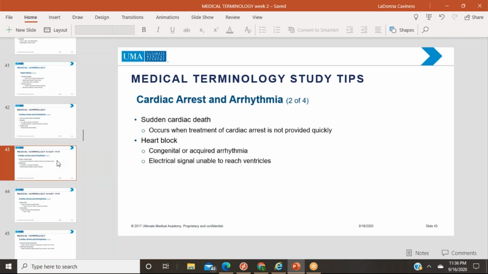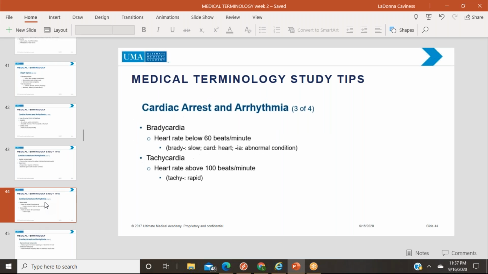Cardiac arrest and arrhythmia continues. Sudden cardiac death occurs when treatment of cardiac arrest is not provided quickly. Heart block, congenital or acquired arrhythmia. Electrical signal unable to reach ventricles.